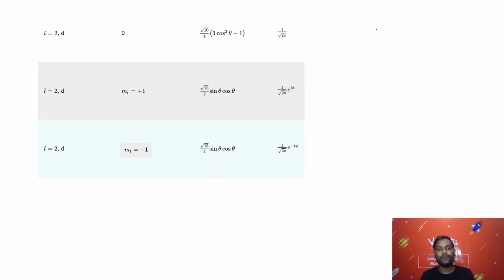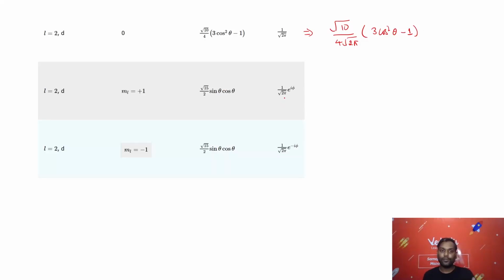In the d orbitals, we will have 5 values of ml: 0, plus 1, minus 1, and plus 2, minus 2. Again, because it is ml 0, the phi part will be independent of phi. This will be a constant 1 upon root 2 pi. So if you multiply them, we will get the total angular wave function of this d orbital. It will be root 10 by 4 into 2 pi, 3 cos square theta minus 1. This is the angular wave function for one of the d orbitals.